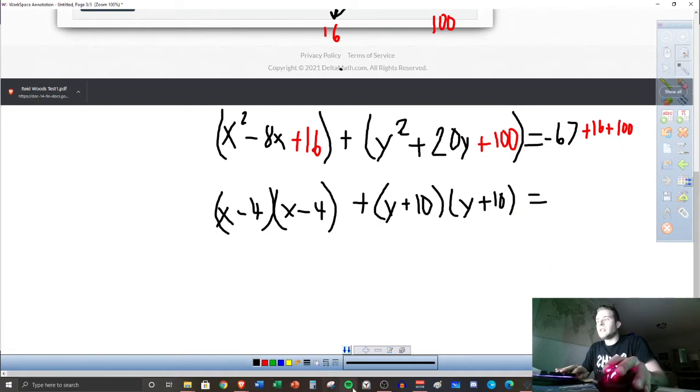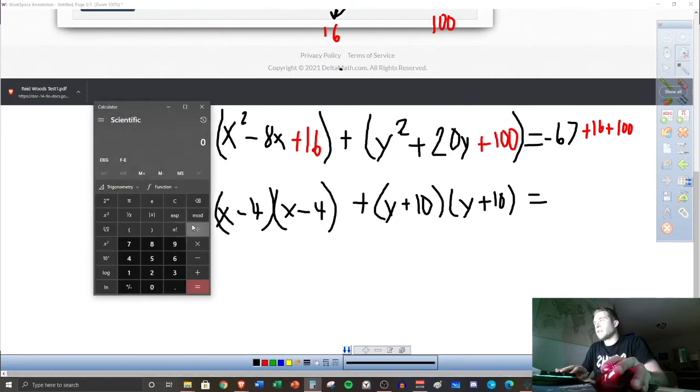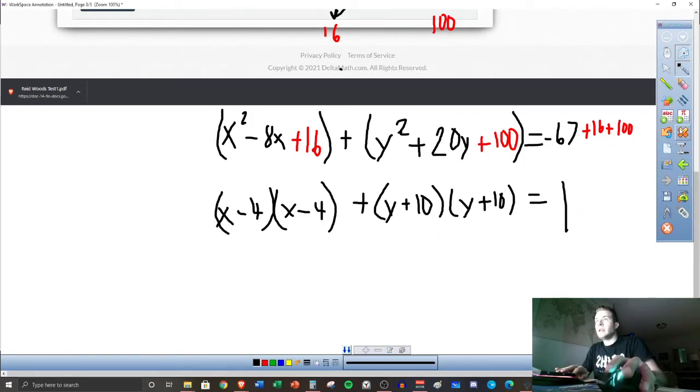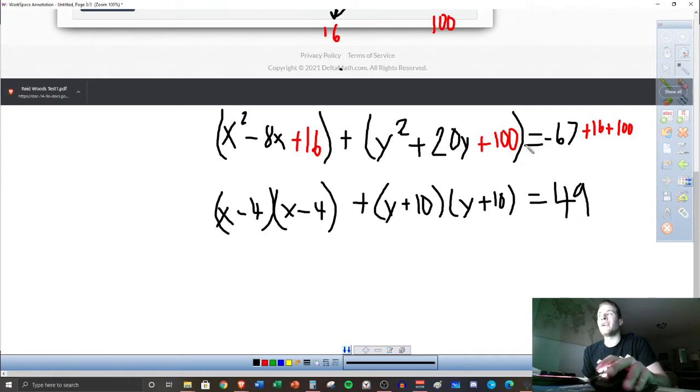We add all these together. I'm just going to use a calculator. Negative 67 plus 16 plus 100. So we get 49. By the way, these numbers over here on the right side, it should always be a perfect square. Pretty much always. I think for these examples, it's always. I can't say always. There may be examples that I give you that aren't Delta Math, where you would have to just take the square root of it, but that would be fine.